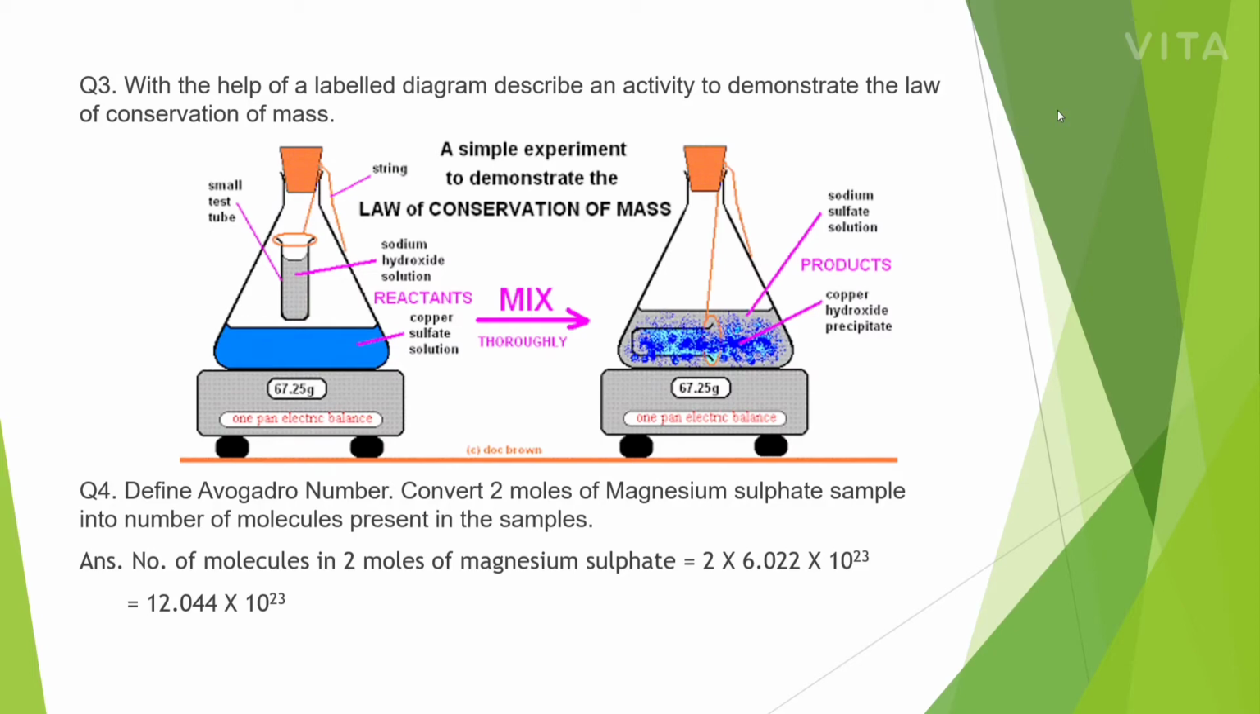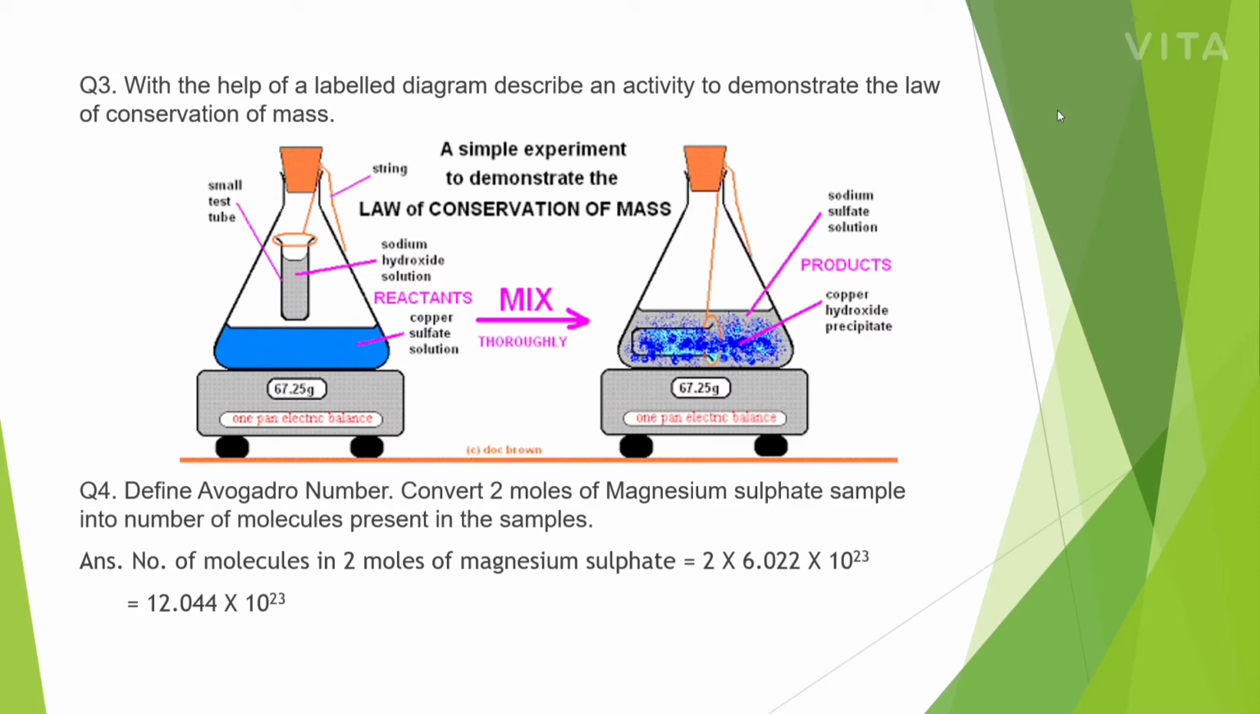Now we will tie a thread at the mouth of the small test tube, and then hang this test tube inside the conical flask. Now we will fix the thread with the help of a rubber cork. We will place the test tube in such a way that the sodium hydroxide solution does not get mixed with the copper sulfate solution initially.